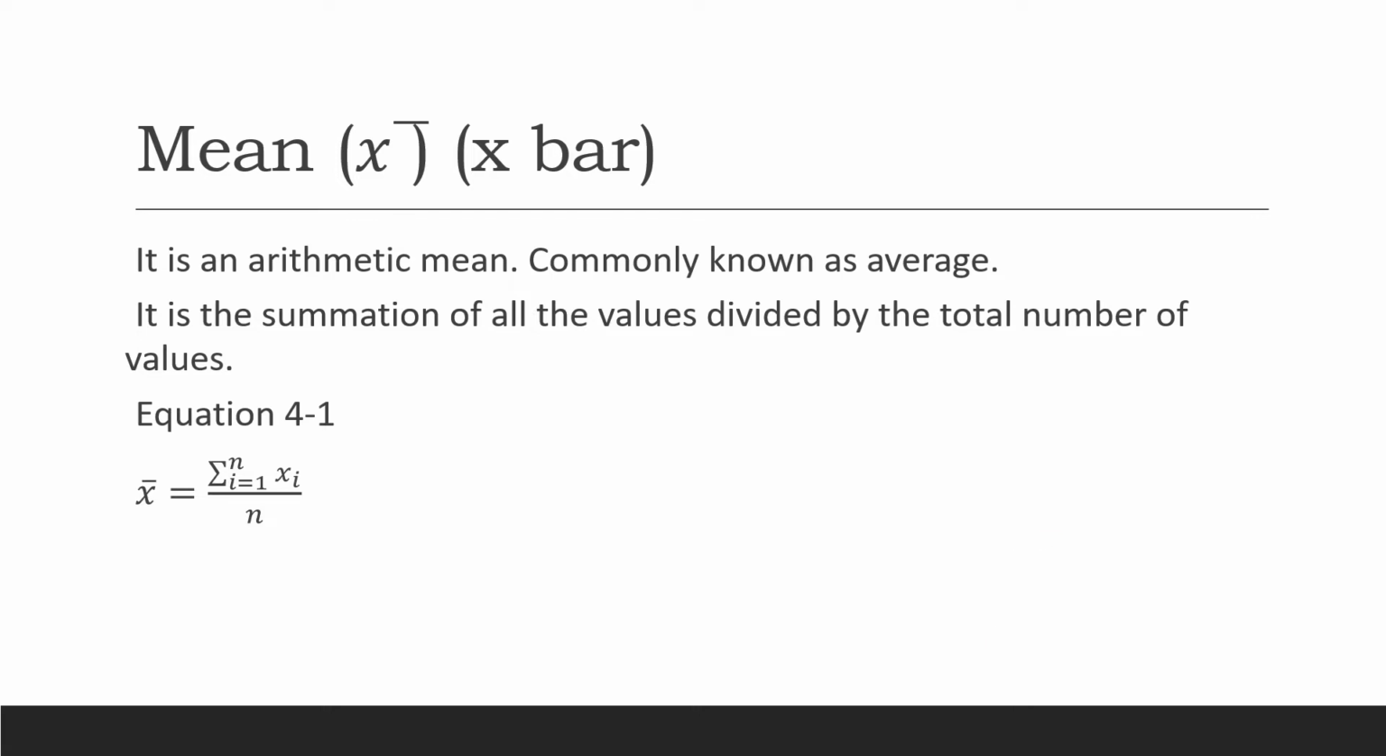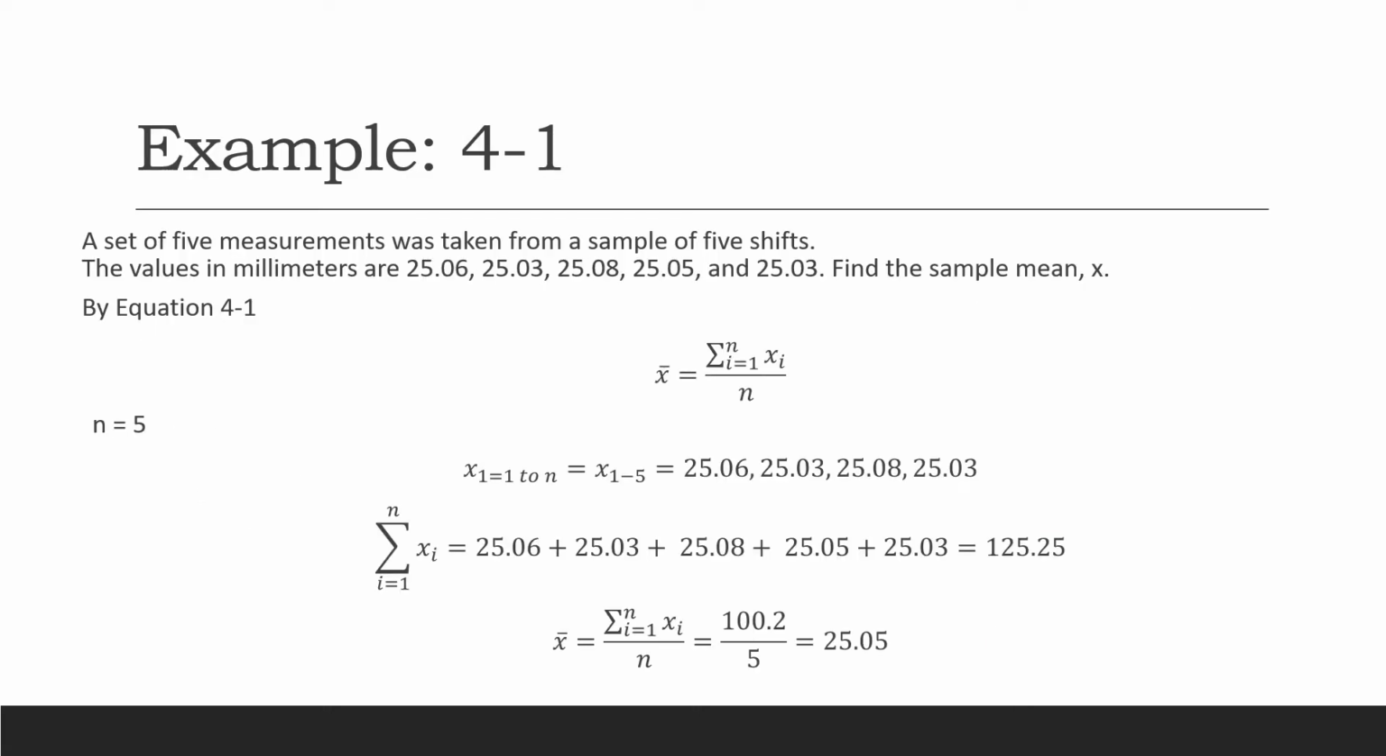It was pretty easy. All right, let's go to the next one. So this is a formal example. We have a set of 5 measurements taken from a sample, 5 shifts, and the values are like that. Now we want to get the sample mean. Therefore the sample mean is x bar, the sum from i equal to 1 all the way to n. In this case 1, 2, 3, 4, and 5, so i equals 1 to n is 1 to 5 right here.